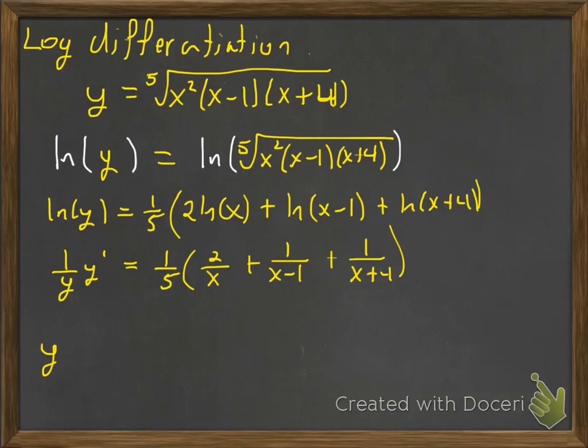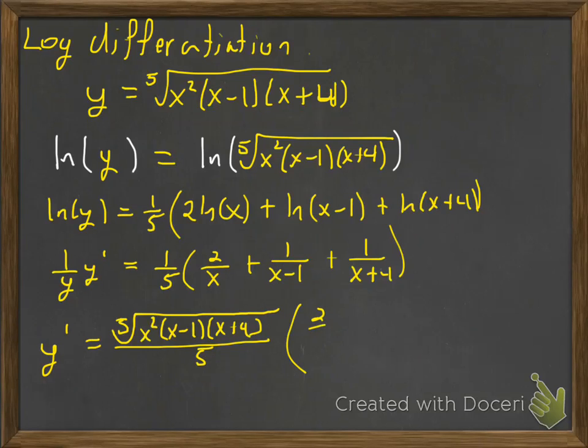And instead of writing y, I'm going to write what y is equal to. And what y was equal to was the fifth root of all that junk there. So y prime is going to be the fifth root of all that junk, divided by 5, and then times the 2 over x plus 1 over x minus 1, and plus 1 over x plus 4. And that is my derivative, again made so much nicer with using properties of logarithms.